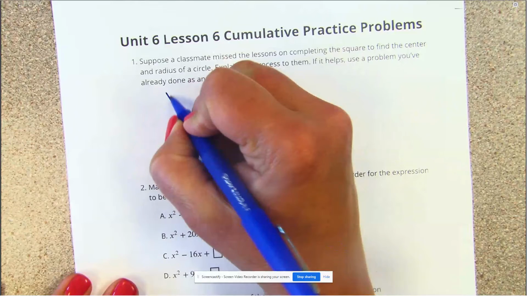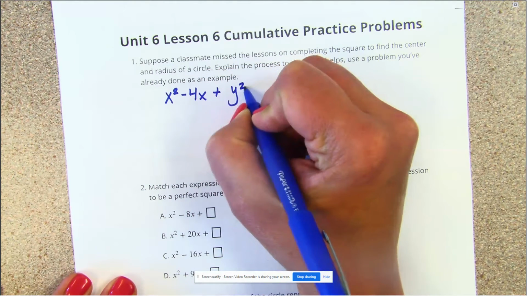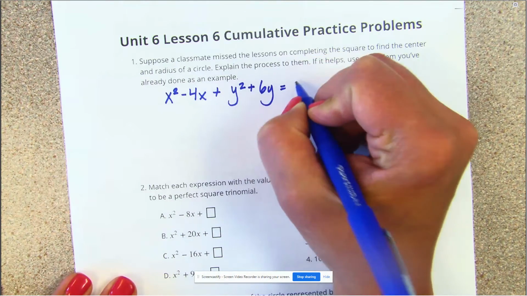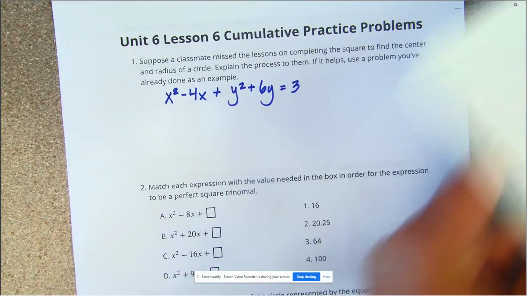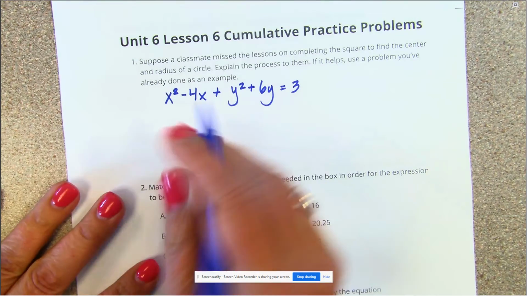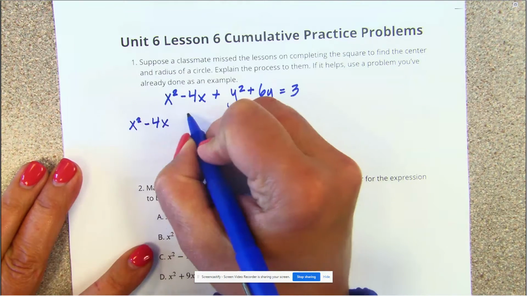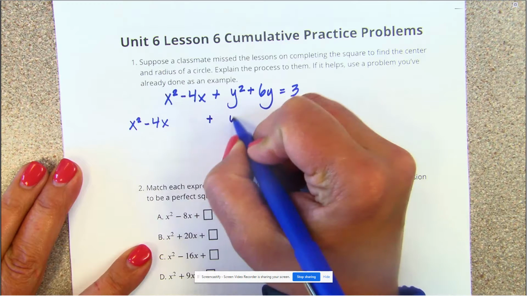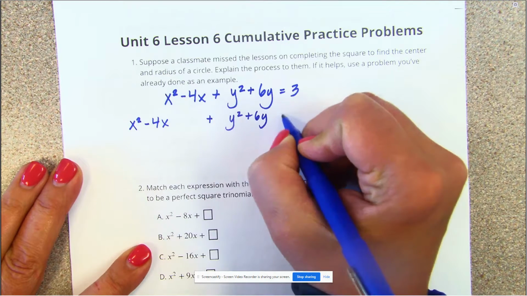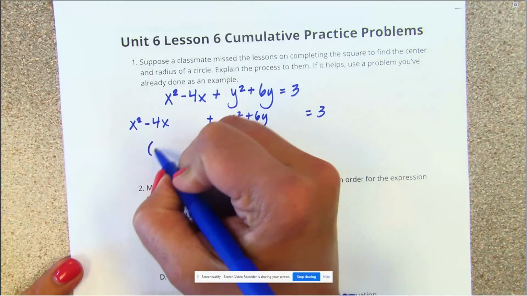Let's say you had x squared minus 4x plus y squared plus 6y equals 3. So from our previous work, we know that there's two trinomials on this left-hand side. So I'm going to leave some space. So this came from x squared minus 4x, there was another number here, plus y squared plus 6y, another number, equals 3. Okay? Now, we know the center of a circle looks like this.